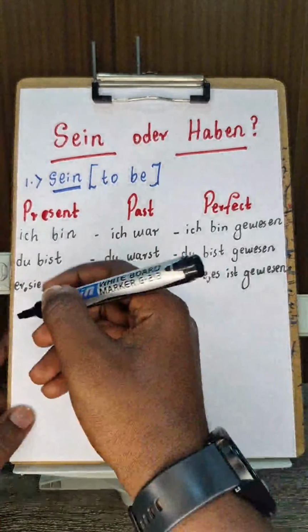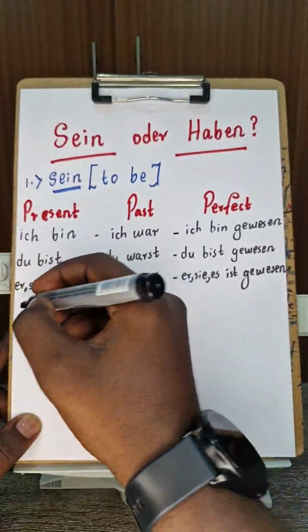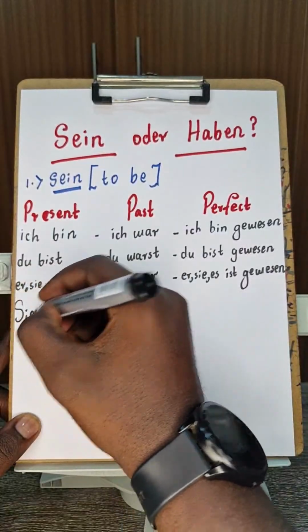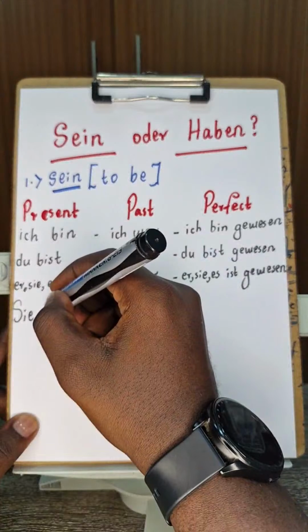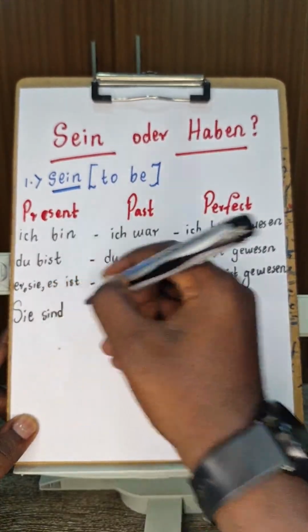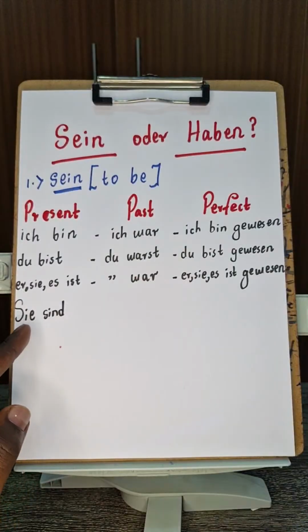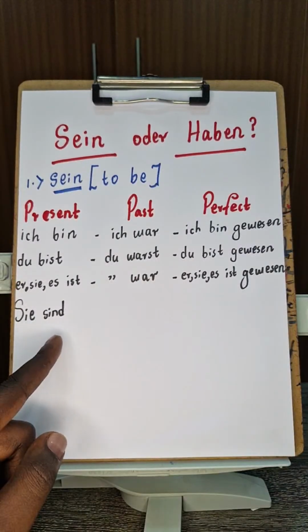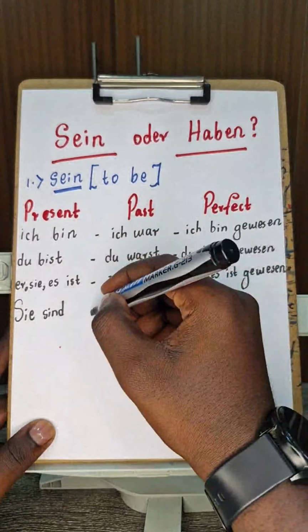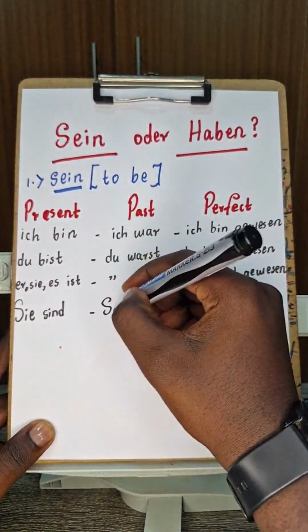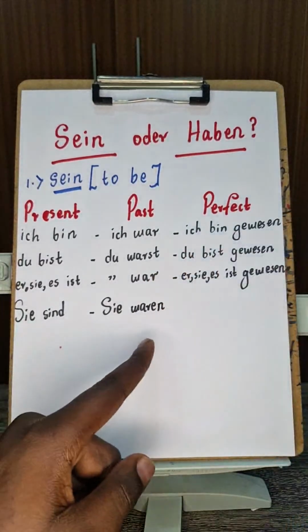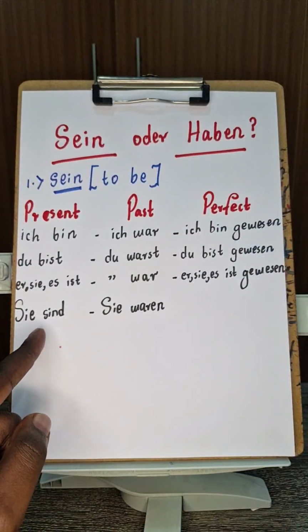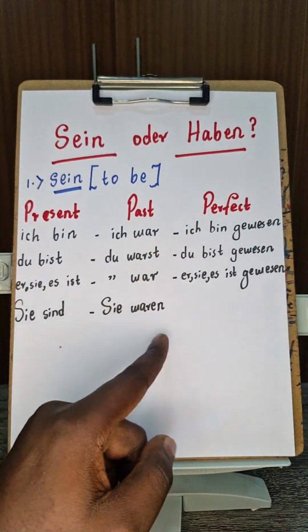Now let's see the formal Sie. Remember, this Sie is always written in capital. Sie, which means you. In the Sie form, you would say Sie sind, which means you are. In the past, Sie sind becomes Sie waren, you were.